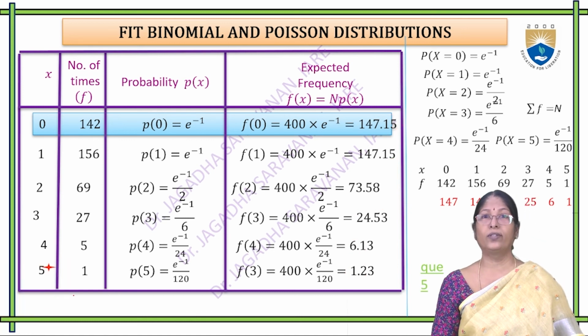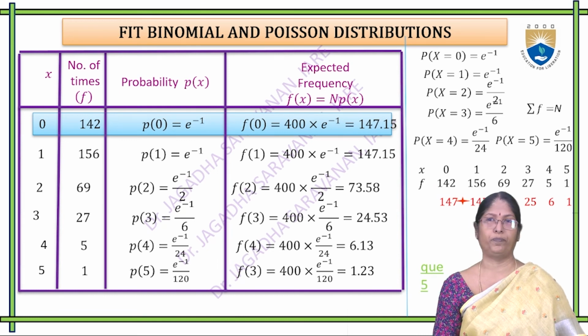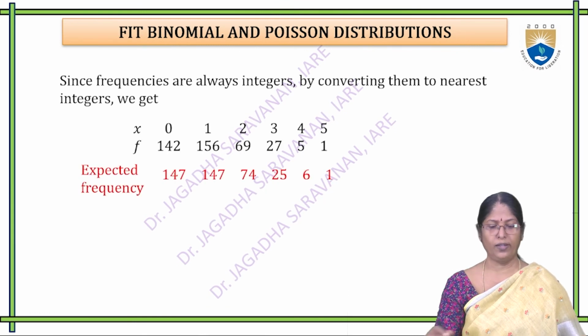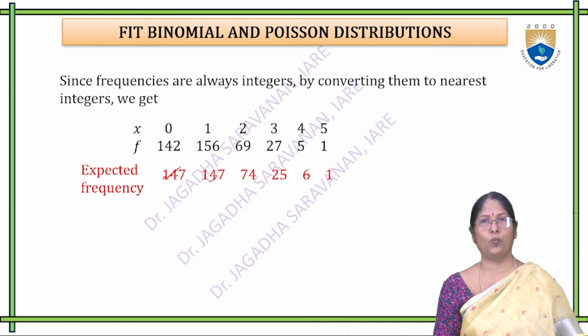So we can see what this star mark denotes on this particular slide. We are focusing on the Poisson formula. The first data we are focusing on, x equal to 0, p of 0, for which f of 0 is e power minus 1 multiplied by 400, 147.15. We round it and we got 147. So these are the expected frequencies: 147, 147, 74, 25, 6 and 1.